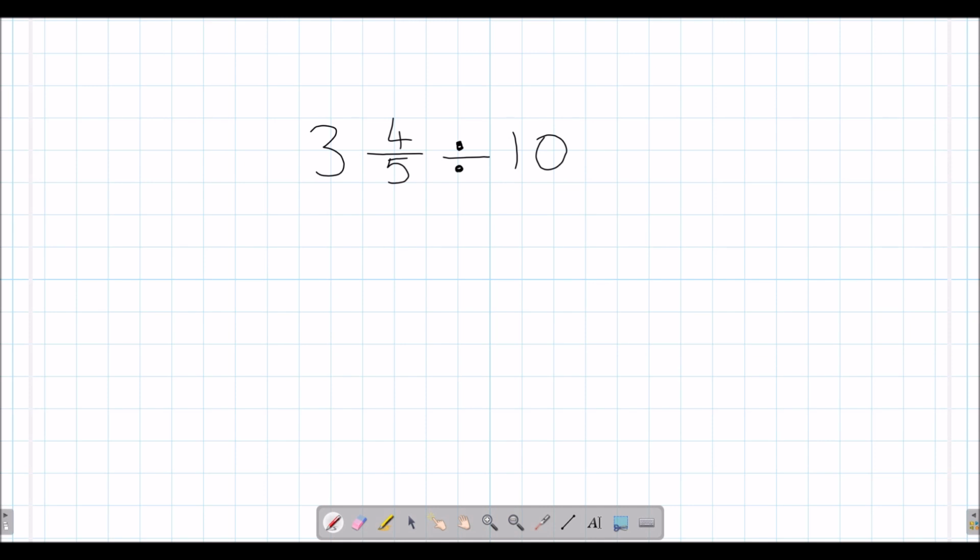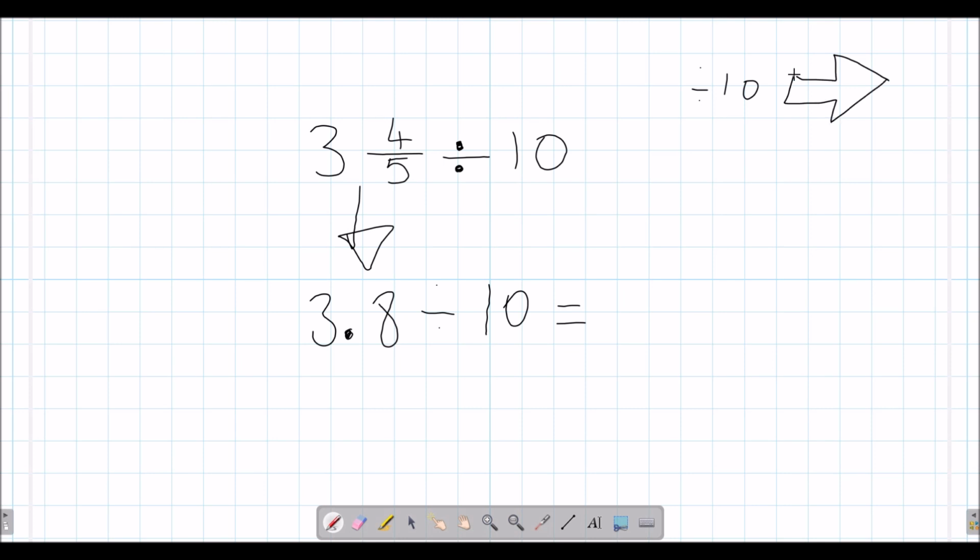And then we've got 3 4/5 divided by 10. This is another one where we can convert it into a decimal. 3 remains as it is. But 4/5, 1/5 remember is worth 0.2. So 4/5 is worth 0.8. So we've got 3.8 divided by 10. And again, divided by 10 is just one move to the right. 3.8 divided by 10 therefore is 0.38.